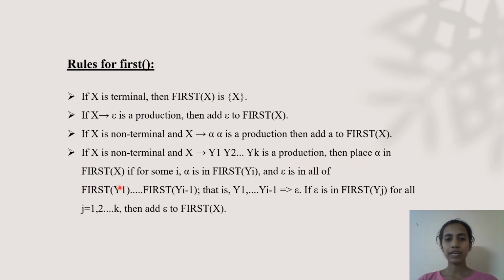in FIRST of X if for some i, a is in FIRST of Yi and epsilon is in all of FIRST of Y1 and so on to FIRST of Yi minus 1, that is Y1 and so on Yi minus 1 tends to epsilon. If epsilon is in FIRST of Yj for all j equals 1, 2 and so on up to k, then add epsilon to FIRST of X.